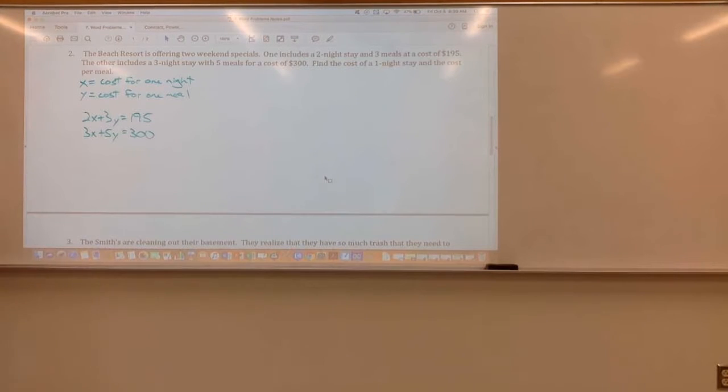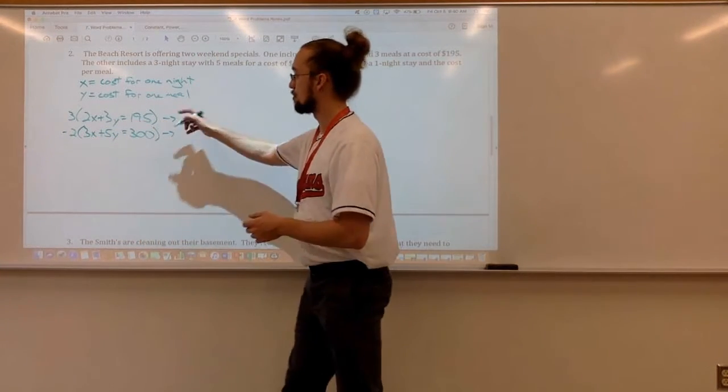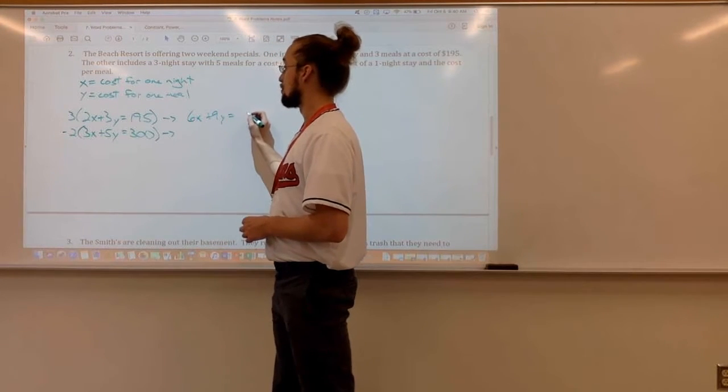I think elimination would probably be the better option here, but you could use substitution. So what do I do for elimination? If I want to eliminate the x's, I would just multiply by the opposite coefficient. So if the coefficient in my second equation is 3, I'll multiply the top equation by 3, and vice versa. Since they were both positive, one of these will have to be negative. It doesn't matter which one you make negative. So I'll just make this one negative. So if I multiply the top equation by 3, I'll get 6x plus 9y equals 585.